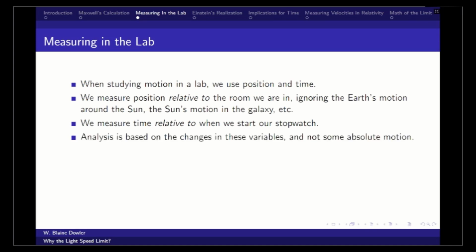This analysis is based on the changes in these variables, not some absolute motion. So we don't have to say, here is the zero position for the universe. We don't have to start time with the Big Bang. We can start it within that room.